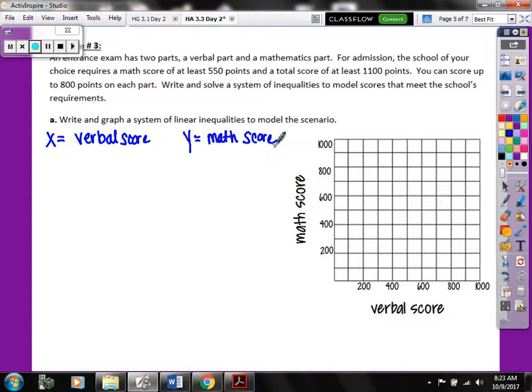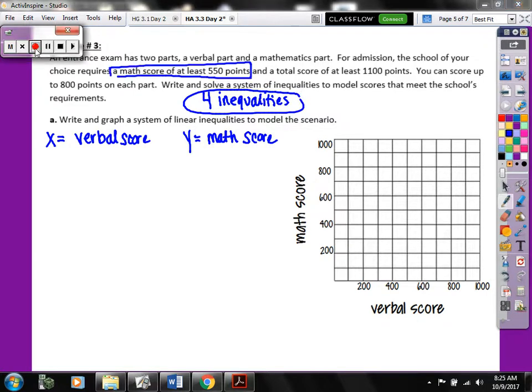All right, I'd like to give you about 60 seconds. I want you guys to read through, see if you can write. You're actually going to write 4 different inequalities to model the words that we see. Then we're going to pair share.